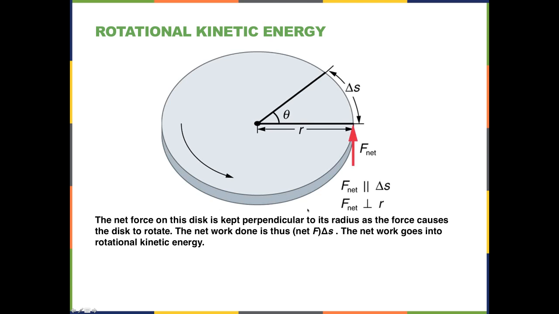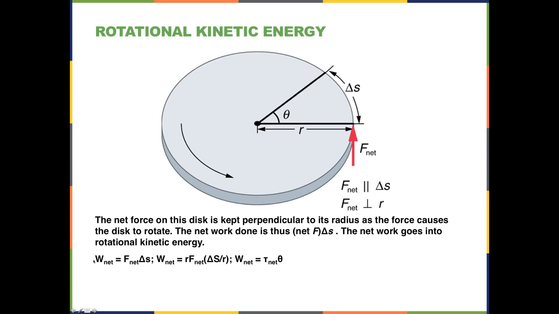So let's say we have a disk here and we exert a net force that is perpendicular, and it's kept perpendicular to the radius throughout its action, and it causes the disk to rotate. The net work would thus be F net times delta S, representing the angular displacement in terms of distance, as opposed to an angle, in terms of meters instead of degrees or radians. The net work thus goes into and makes up what we call rotational kinetic energy.